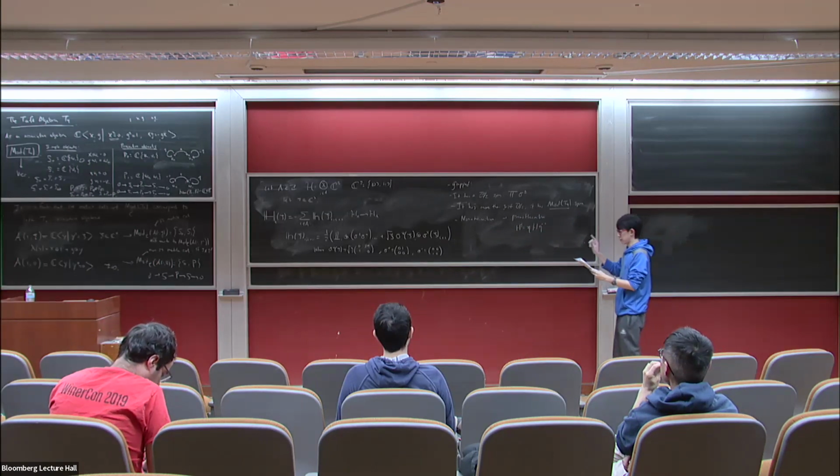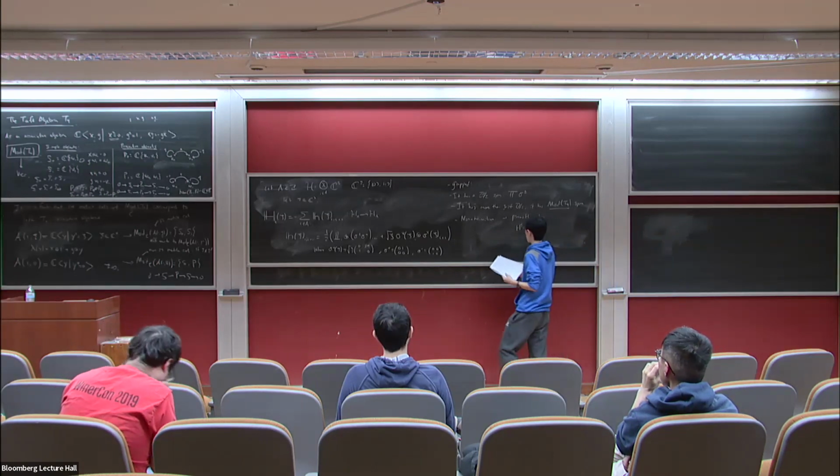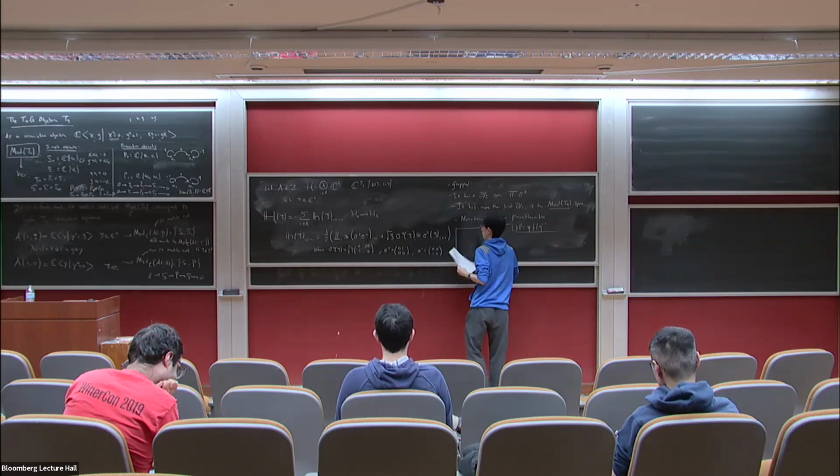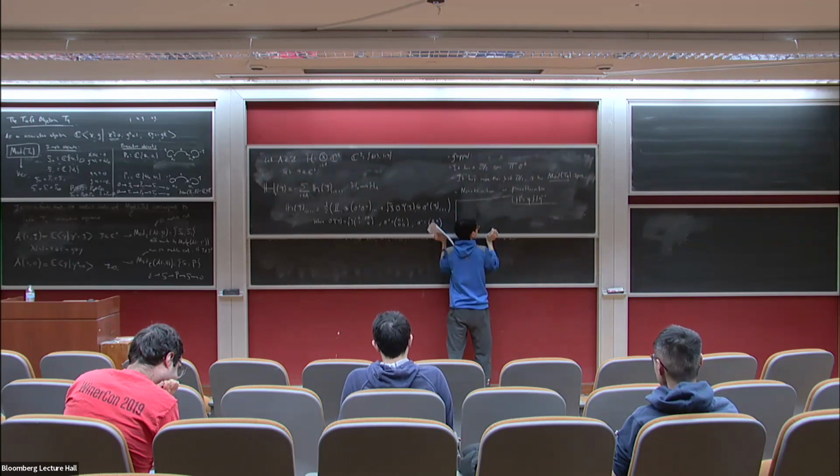Okay, so let me tell you also the ground states that break the Z2 symmetry. So the ground state subspace. This is not a good support space.